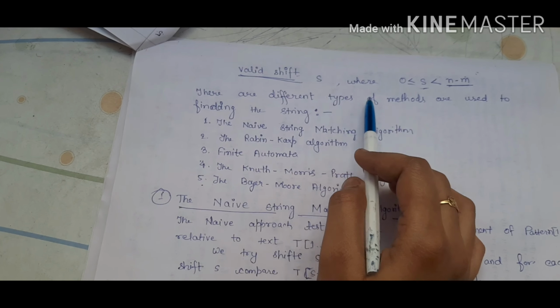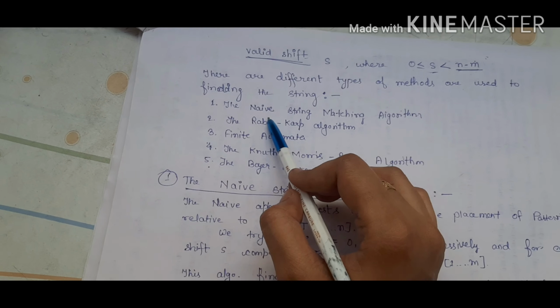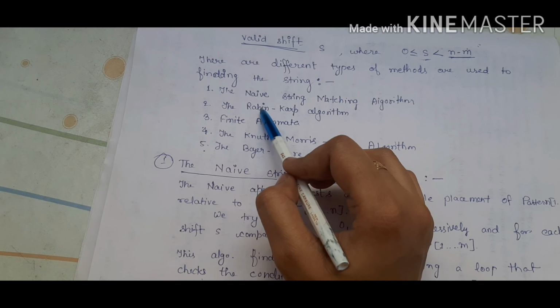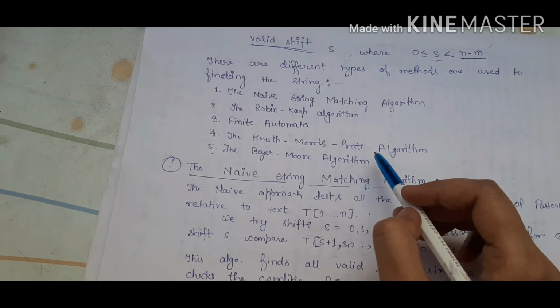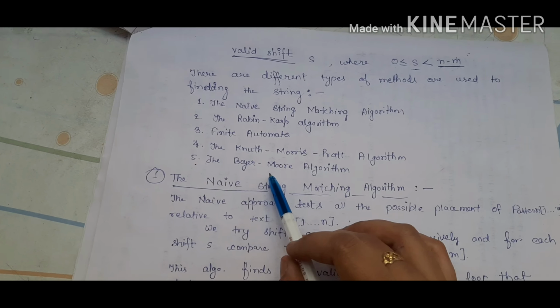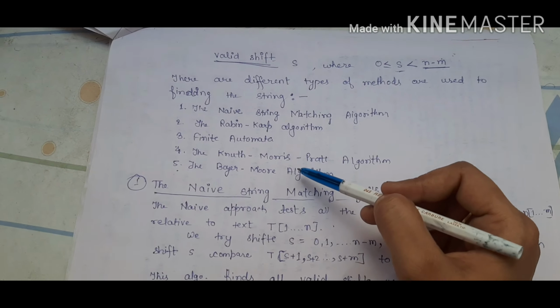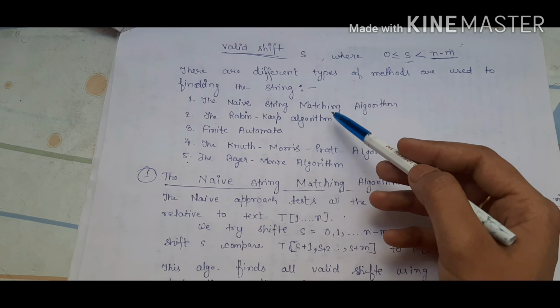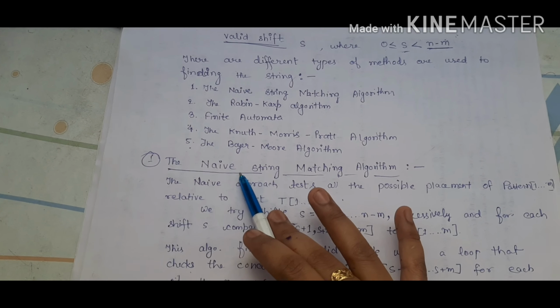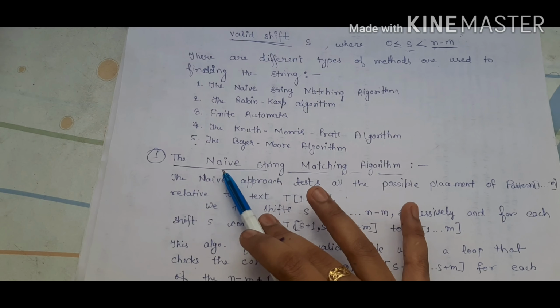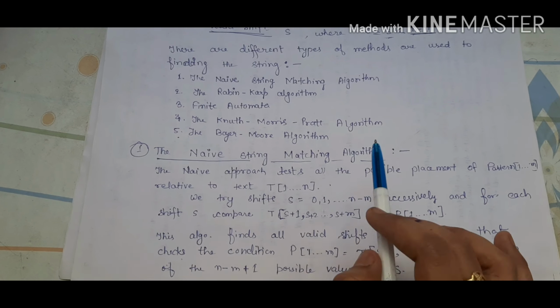Here there are different types of methods used to find a string: the naive string matching algorithm, the Rabin-Karp algorithm, finite automata, the Knuth-Morris-Pratt algorithm, and the Boyer-Moore algorithm. These are the various algorithms using which we can do string matching for a given string. So the first one, a very important algorithm, is the naive string matching algorithm.